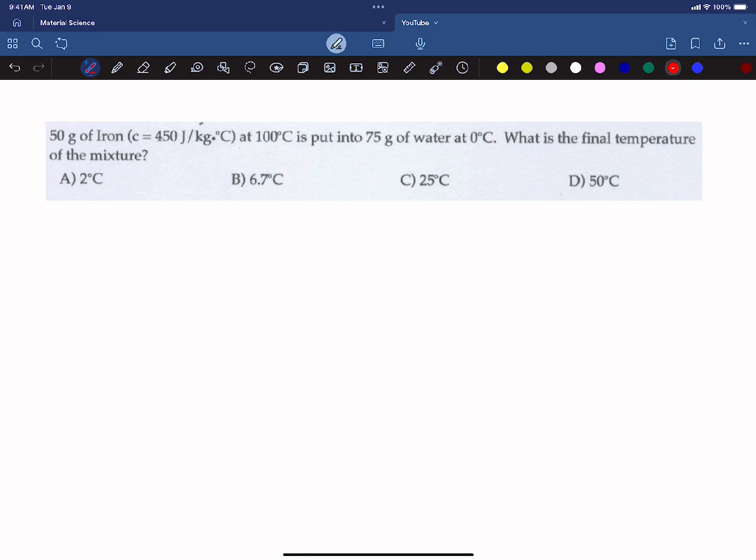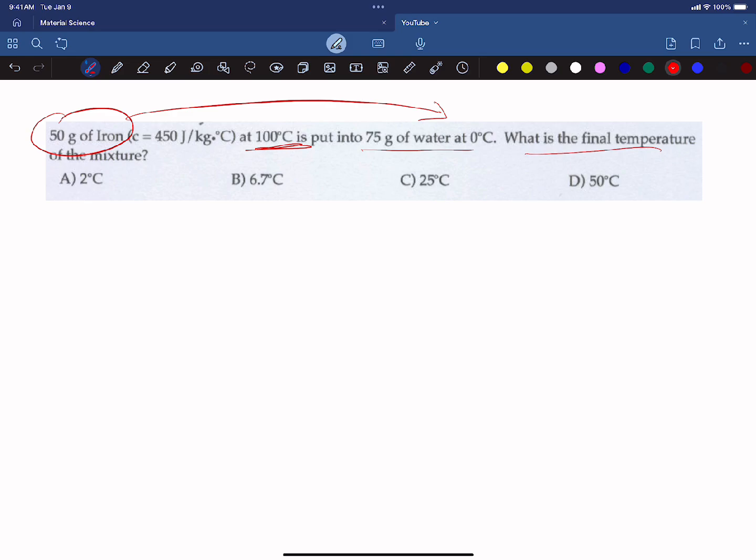50 grams of iron at 100 degrees is put into 75 grams of water at 0 degrees. What is the final temperature of the mixture? So red hot iron is put into the water at 0 degrees Celsius. Now what is the final temperature of the mixture?